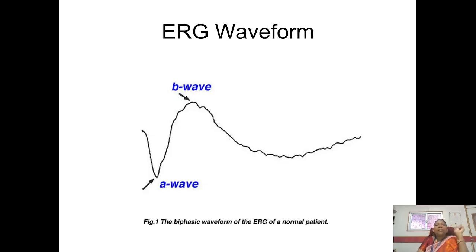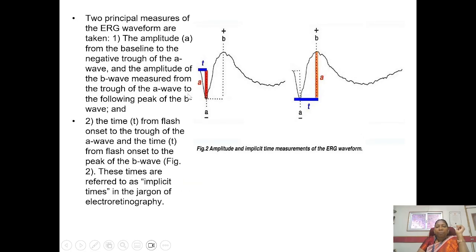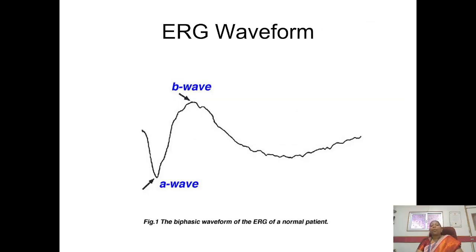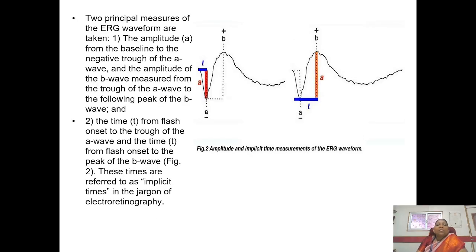And this is a typical ERG waveform. You can see that the A wave originates at the bottom, and the B wave is at the top. This is called a biphasic waveform of the ERG for a normal patient. In this ERG waveform, you can see the A wave originate at the bottom point and the B wave at the top.